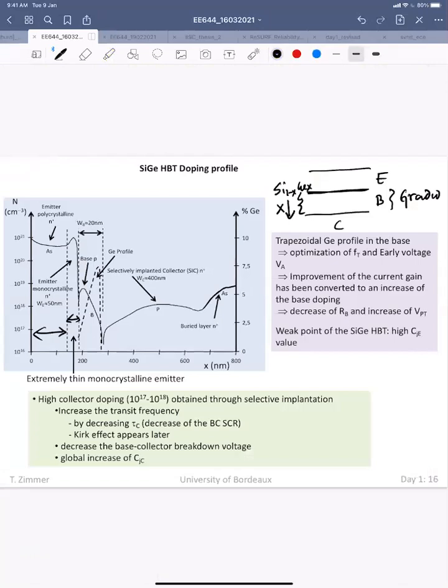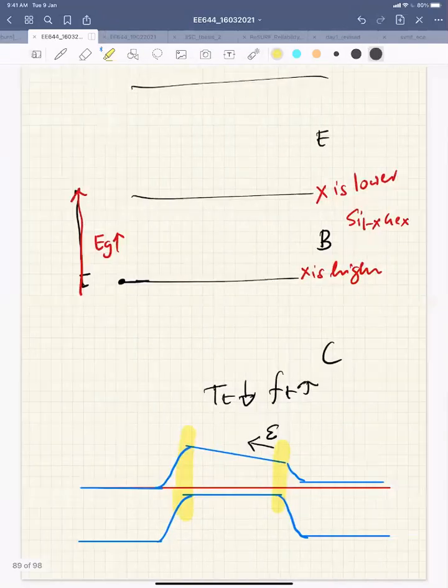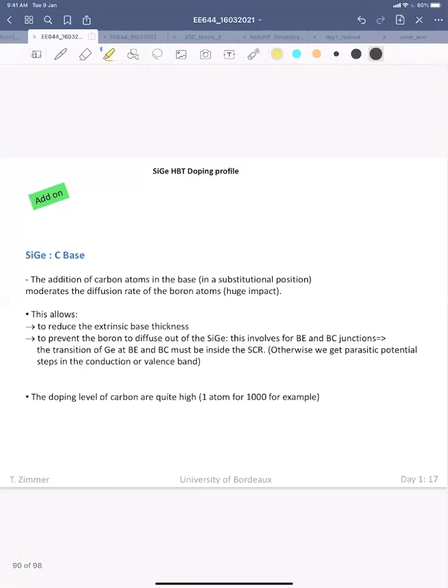They call it a trapezoidal germanium profile, because the germanium profile increases from the emitter base junction to the collector base junction, and it improves the transit time. It actually reduces the transit time and increases the FT.